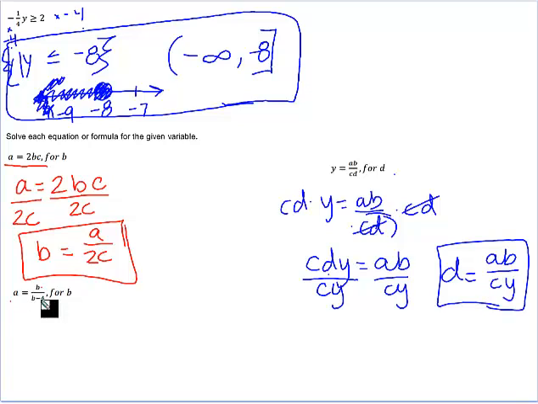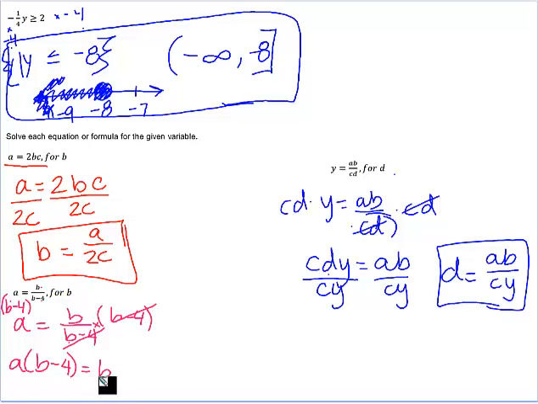a equals b over b minus 4, solving for b. Now we do have b in two different locations here, but we definitely need it out of the denominator. So to get it out of the denominator, we would times both sides by b minus 4. So those b minus 4's cancel. So we have a times b minus 4 is equal to b. Now we need to get both these b's on the same side. So we're going to have to distribute the a first. So we'll have ab minus 4a equals b.